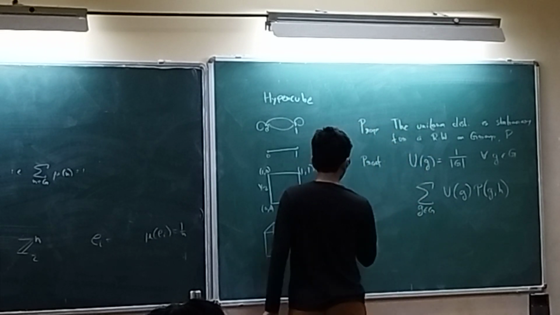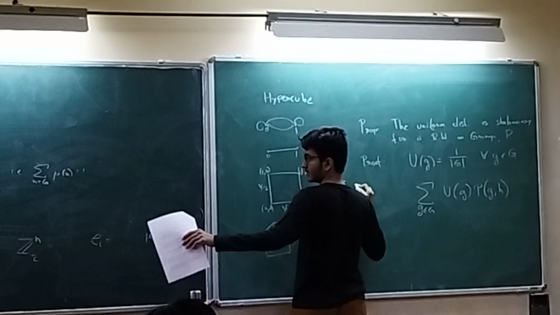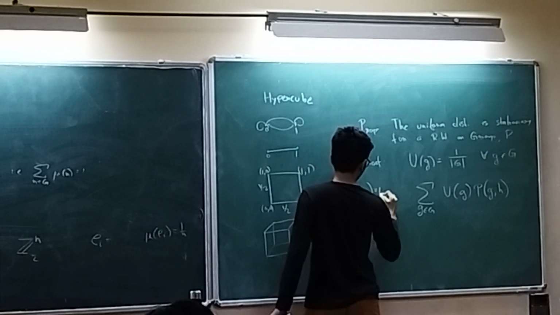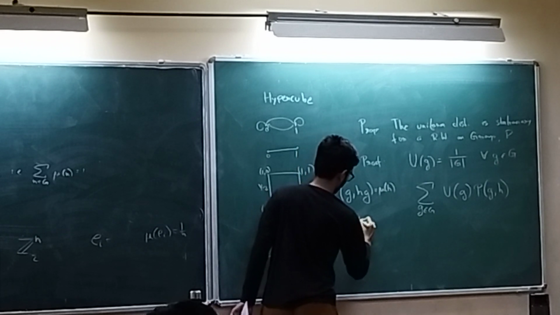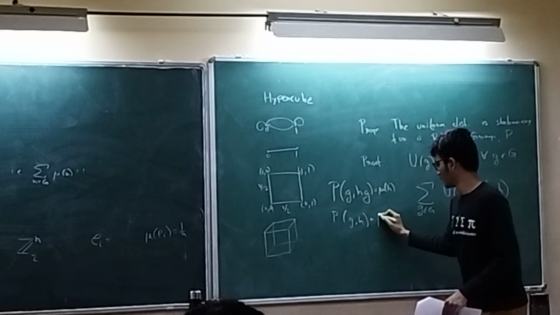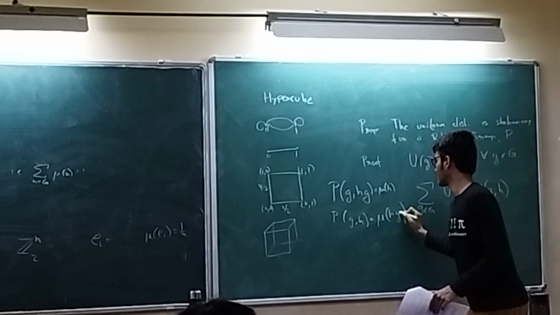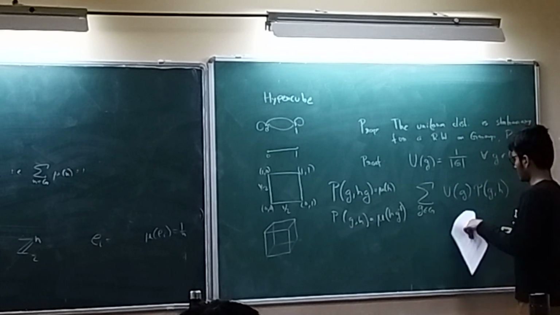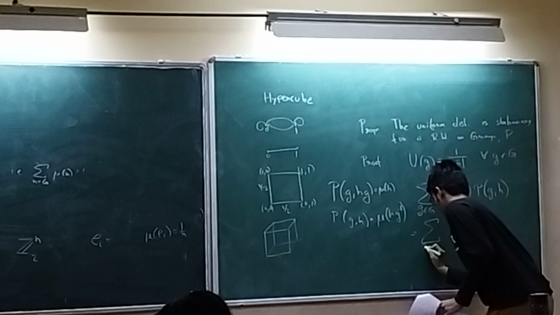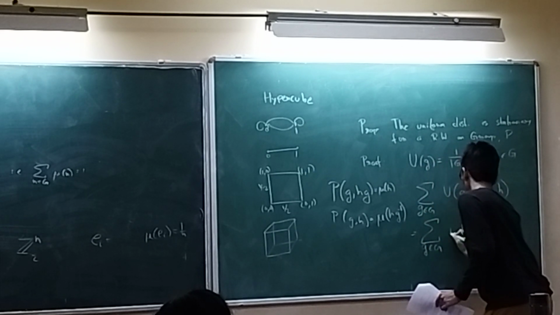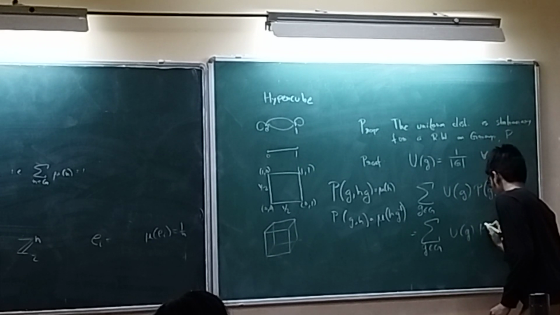So you know that P of g comma hg is mu of h. So what will be P of g comma h? Mu of g inverse h. So let's write this here. This one equals the summation over g belonging to G, U of g, mu of g inverse h.